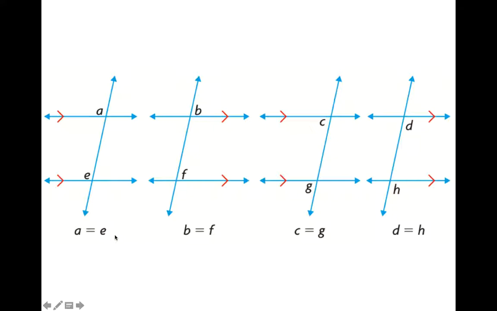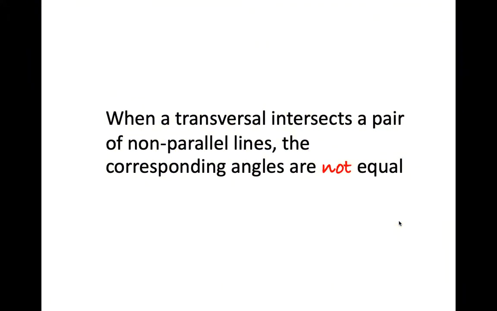A is equal to E, B is equal to F, C is equal to G, and D is equal to H. Now, just a warning for you that those relationships for the corresponding angles will only work when the lines are parallel. If a transversal intersects a pair of non-parallel lines, they are not actually equal.